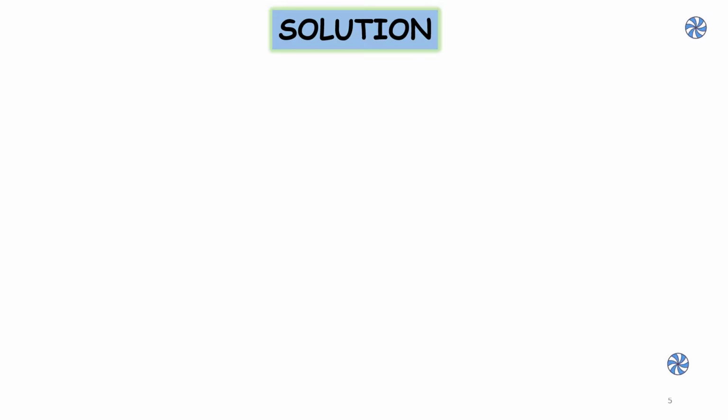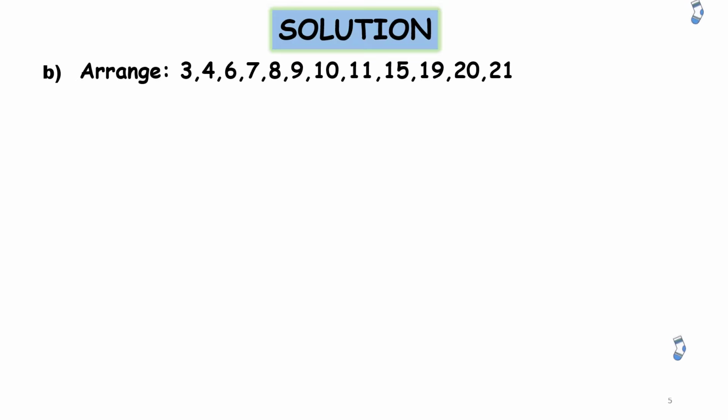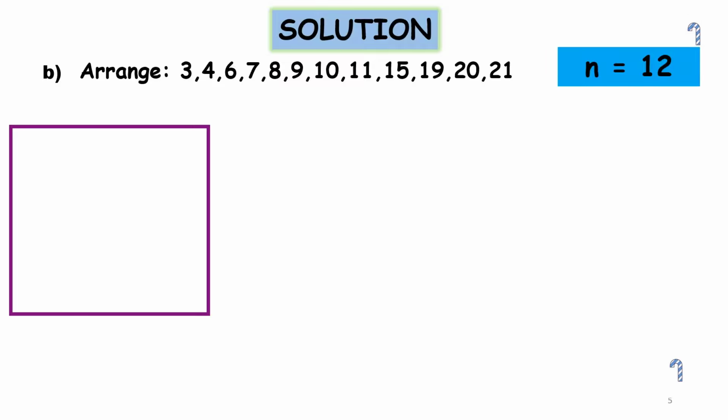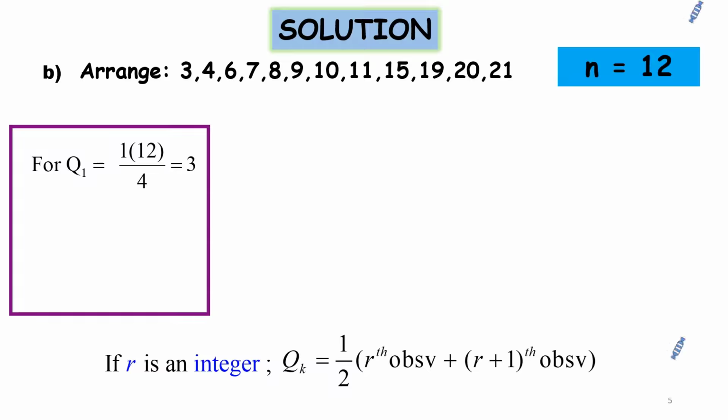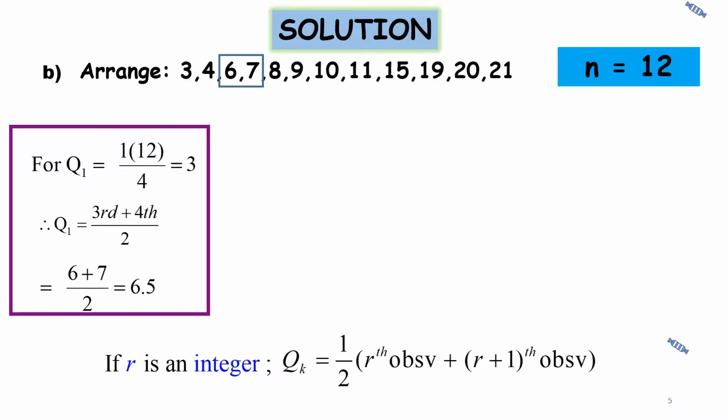Now let's try the next example. I hope all of you remember to rearrange the given data in ascending or descending order. The number of data in this example is 12. We need to find 1/4 of the data to find the first quartile. 1/4 of the data is 3. Note that the value of r is an integer. For the case where r is an integer, we will take the mean value of the third and fourth observation. So the first quartile of this data is 6.5.